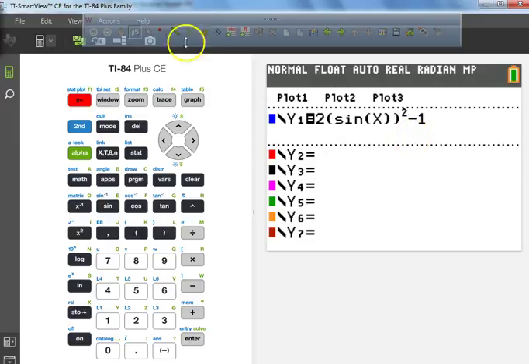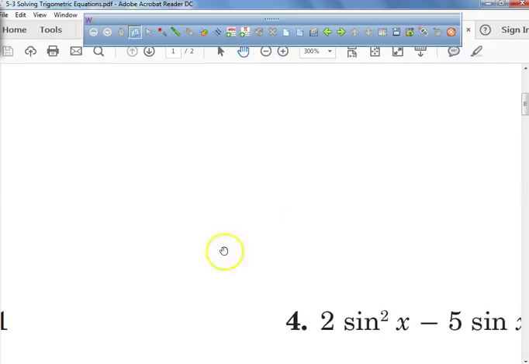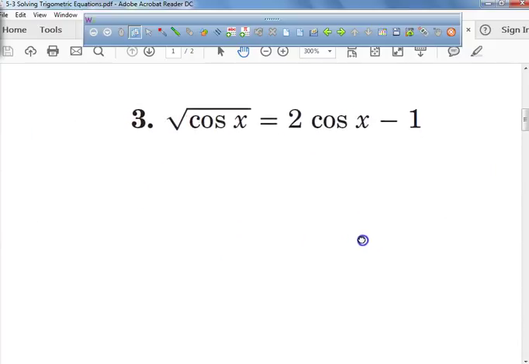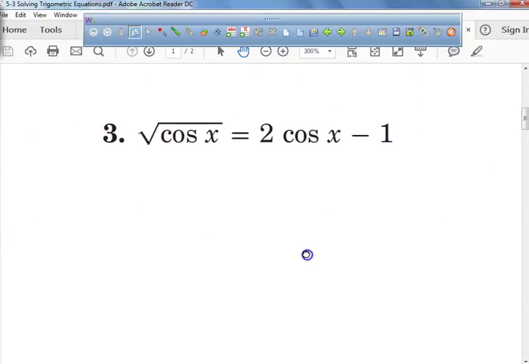All right, the last problem we're going to do today is problem number 3, and you're going to try to do problem number 4. So we're going to go ahead and look at problem number 3 right here. Go put that in your journal.